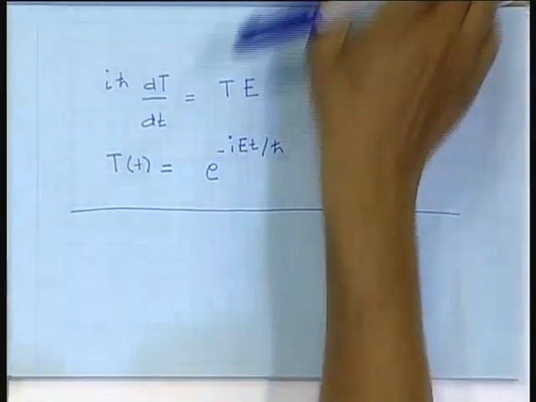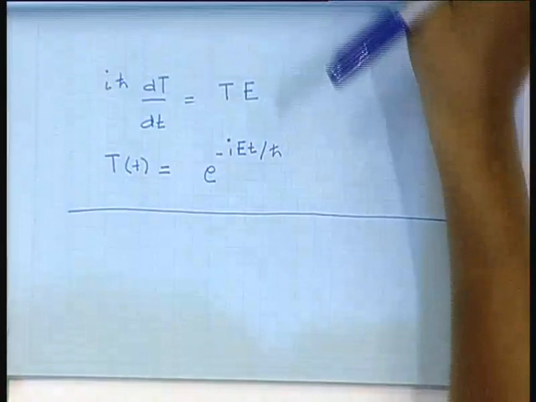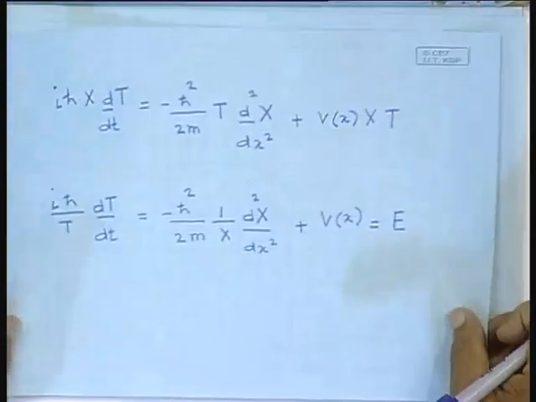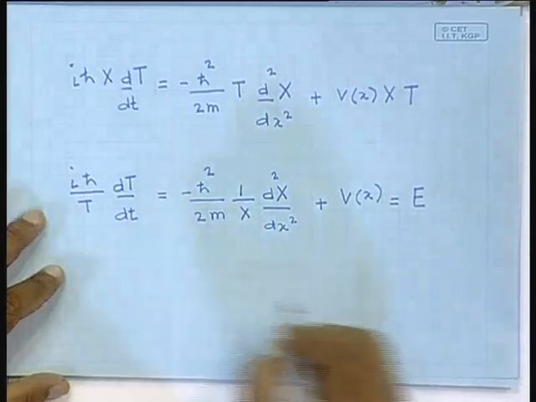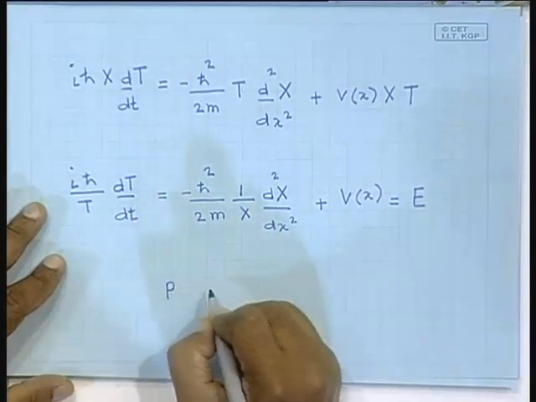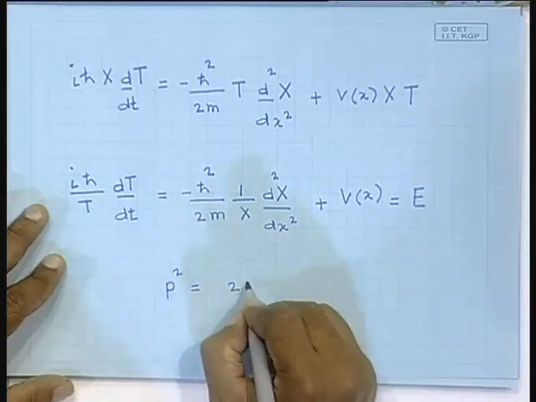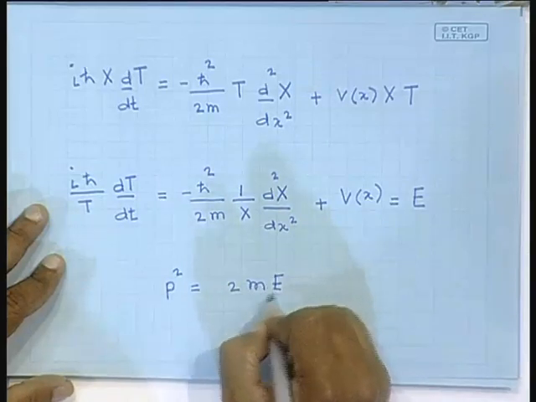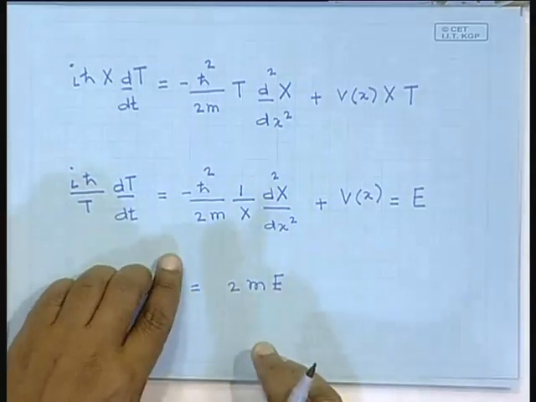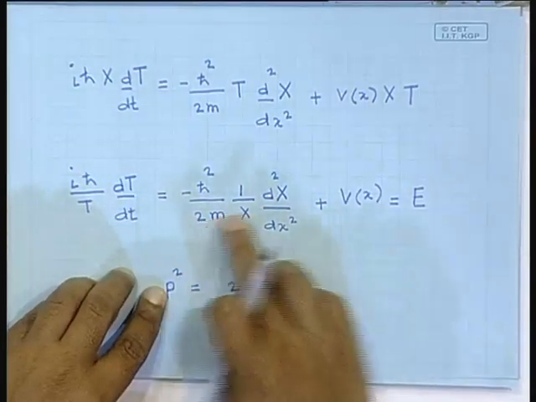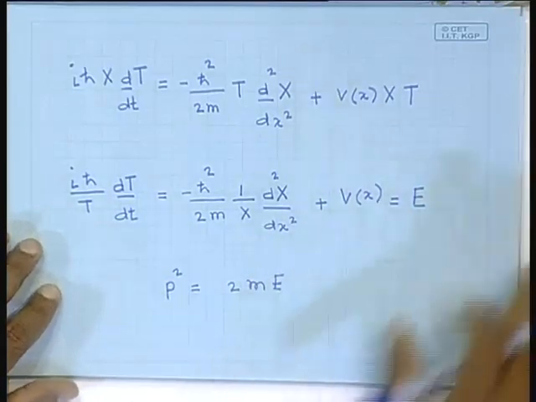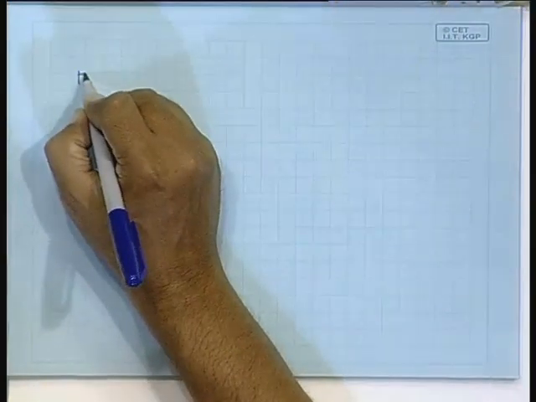Now, let me write down the spatial part of the solution. When dealing with the spatial part of the solution, it is convenient to introduce another constant, p square, which is 2 m into E. We are now looking at the spatial part. Oh, before that, we are now going to focus our attention on a particular situation where we have a free particle. Let me first make this point.